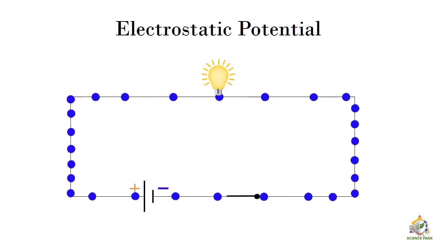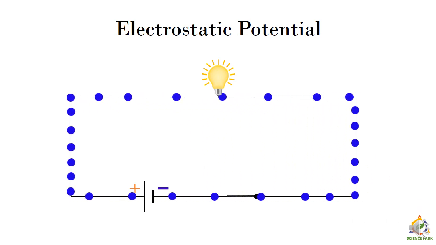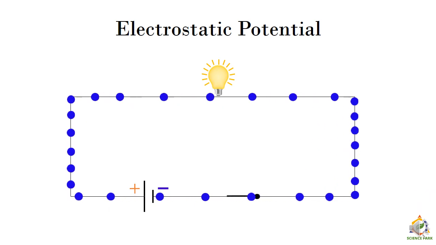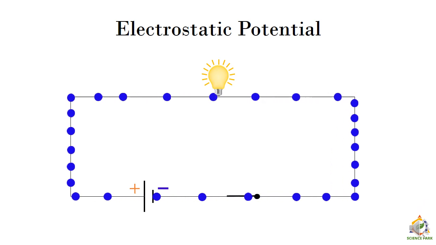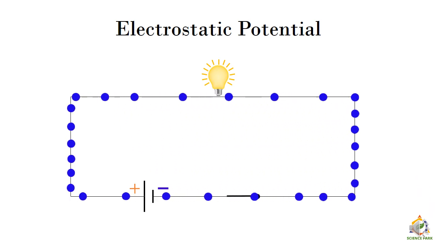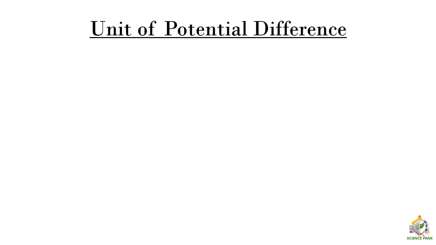They are flowing from the negative terminal to the positive terminal. This is because the charges are negative. Hence the positive terminal will attract them and the negative terminal will repel them. It will push them. Right. So the electric current also flows from the terminal at higher potential to the terminal at lower potential. This difference in the potential is called potential difference.